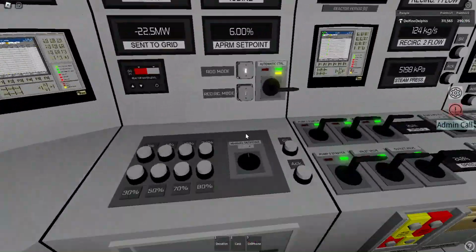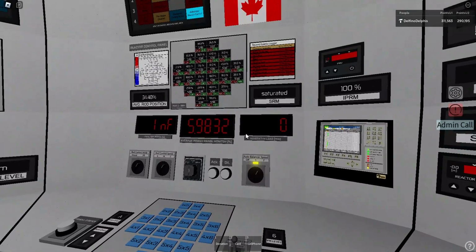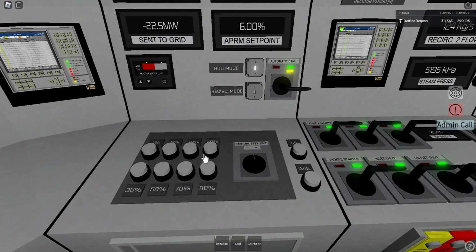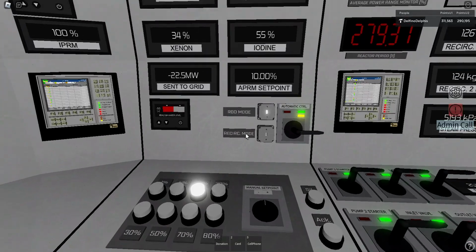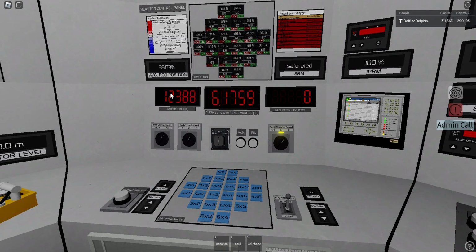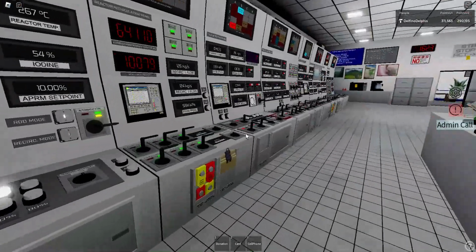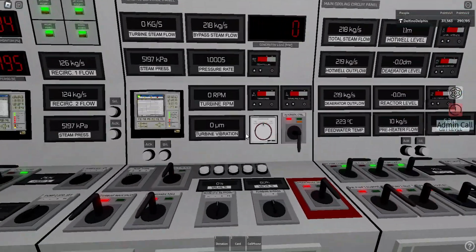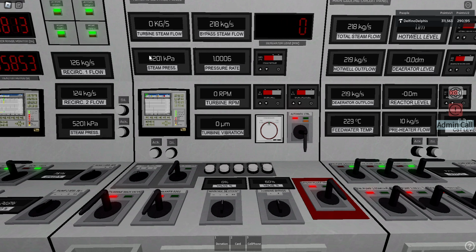So now let me increase the reactor power to 10%. This is the minimum for the turbine run-up. So let's see, it started pulling the rods a little bit, and the power is rising here. And on the turbine panel, we have already built some pressure. You see the bypass is at 60%.